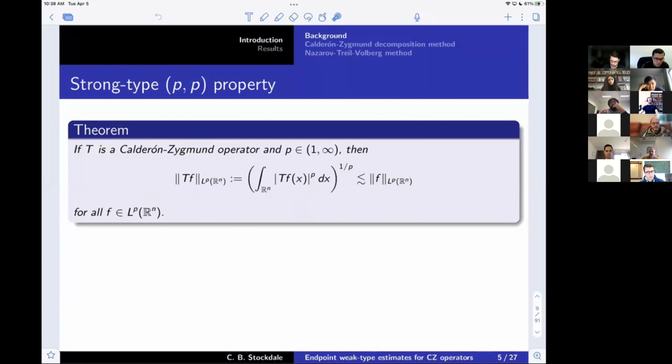Okay, and just as a reminder, if we're not working with L^p spaces so much, the L^p space is a set of functions where this p norm is finite. So you take your function, you raise it to the p power, integrate it, and then take it to the 1 over p. So this is an important property of Calderón-Zygmund operators.